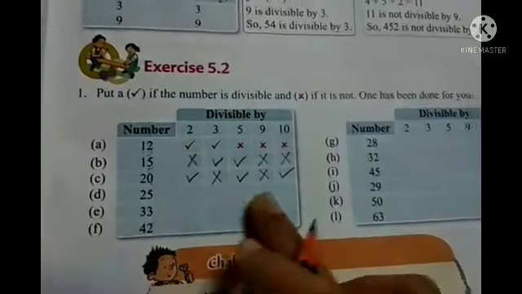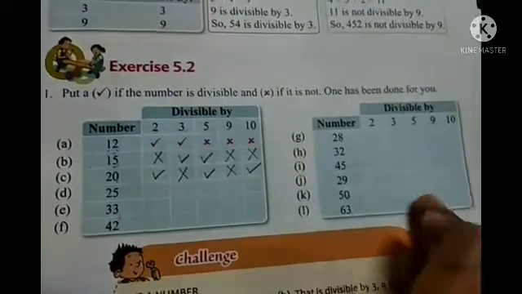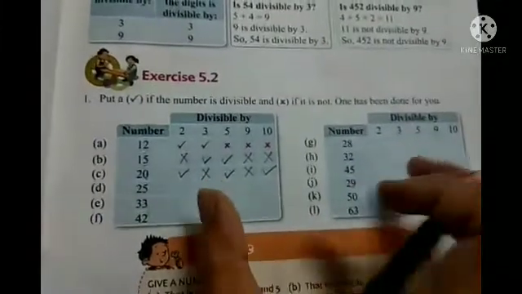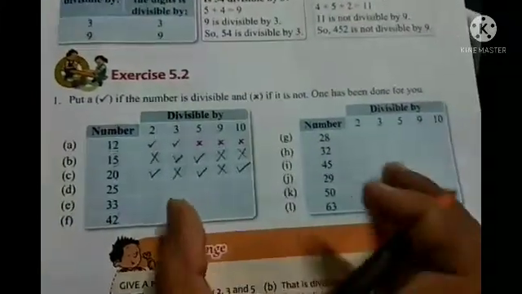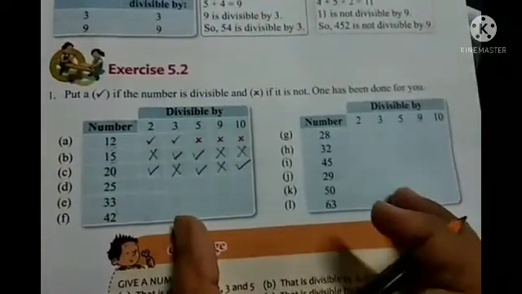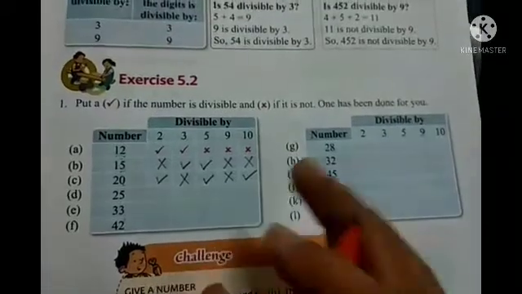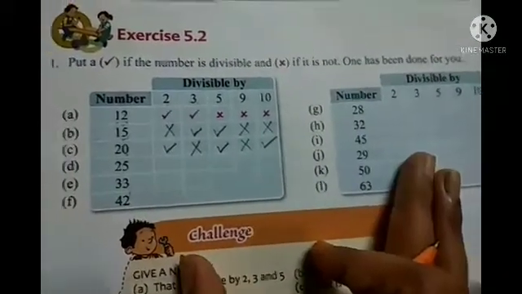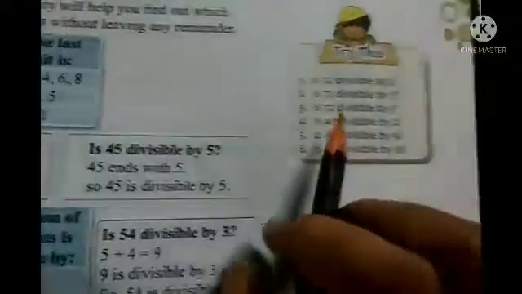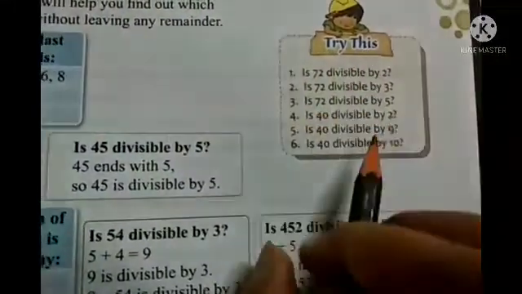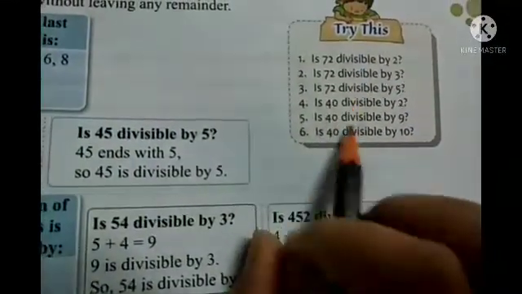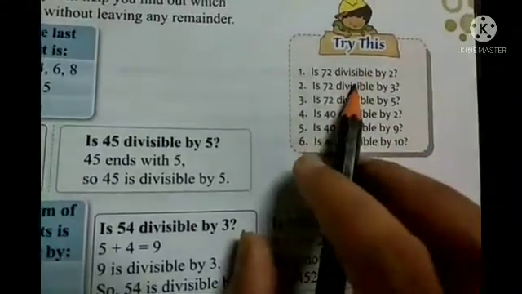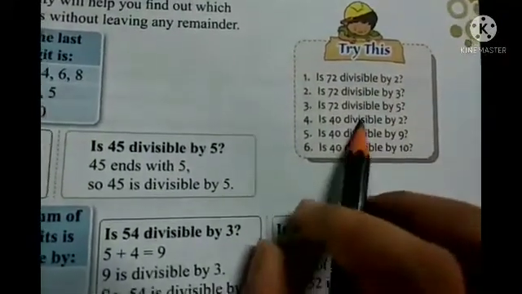So in this way you have to fill these boxes, okay? You just have to tick and cross, okay? You can do it in your book itself, no need to do it in your copy. I hope, students, by applying the divisibility rule, you can easily solve this. And also, students, there are some questions in Try This, okay? So you try all these questions, and by applying the divisibility rule, you can easily solve them.